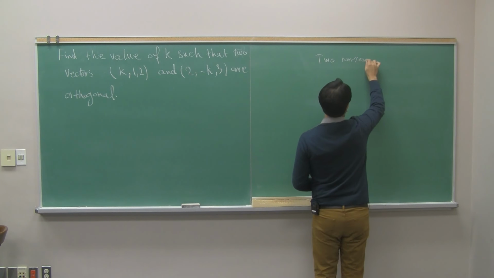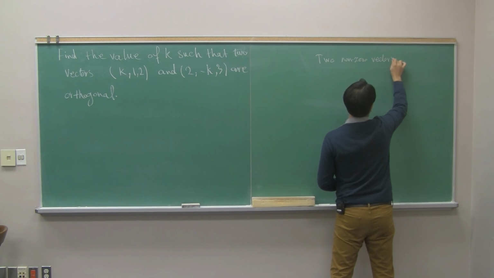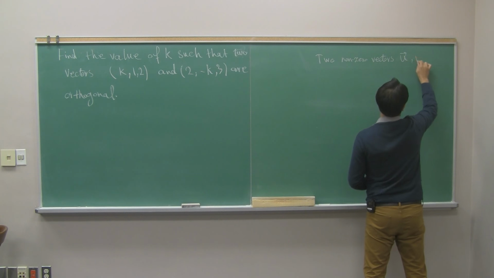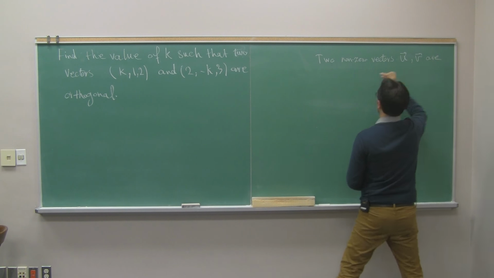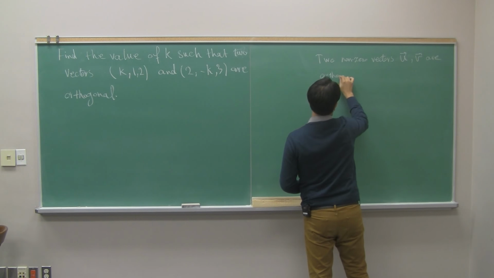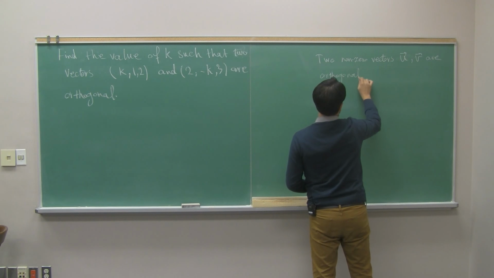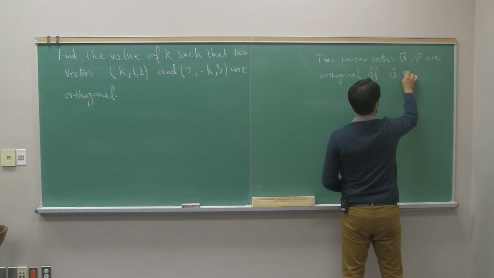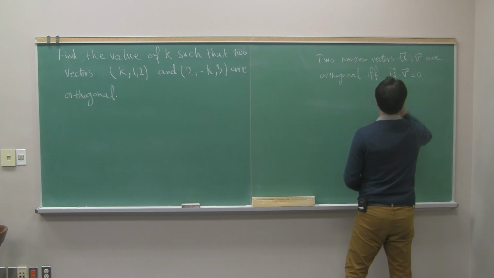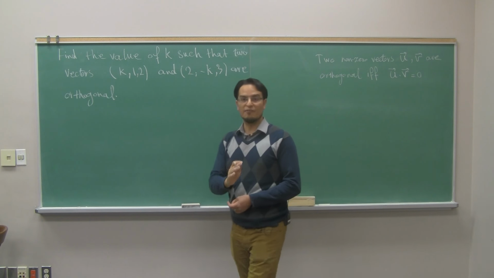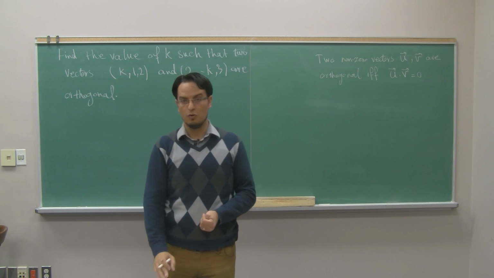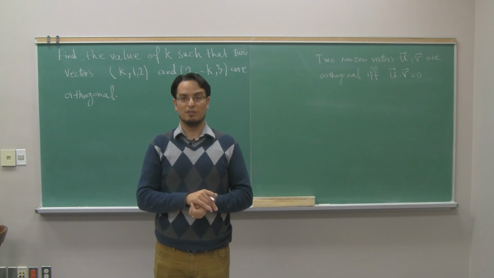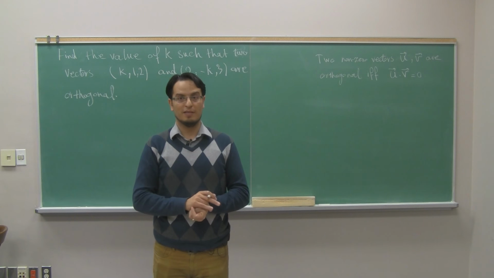non-zero vectors, let me call them u and v, are orthogonal if and only if when you dot product them, you get 0. That's the fact that you have to know. Checking orthogonality is nothing but dot producting two vectors, and you have to get 0.